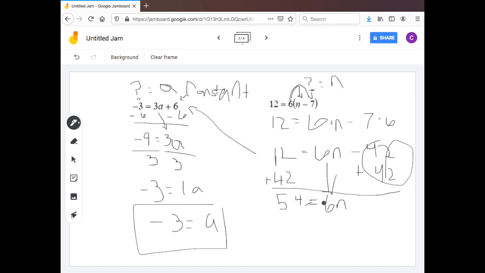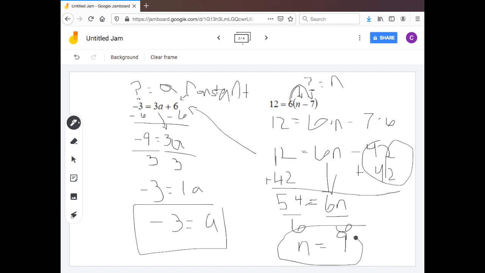And then when we have the 6x, what operation? This is multiplication, so we're going to do the opposite of that, which is divide by 6 to both sides. And when we divide by 6 to both sides, we're going to get 54 divided by 6. And our n is going to equal 9. And that will be our answer.